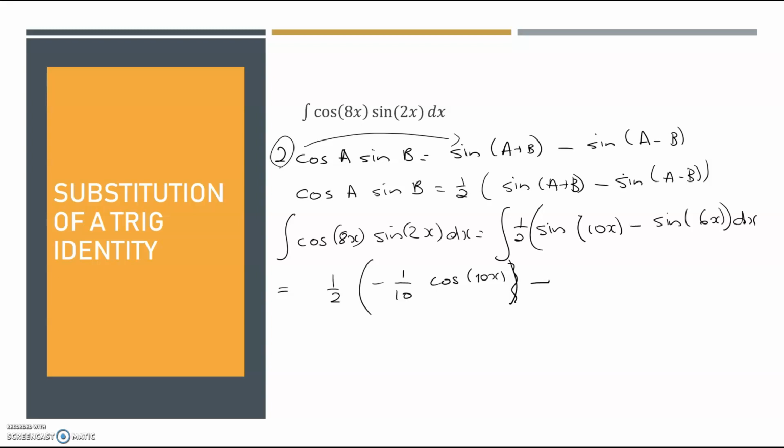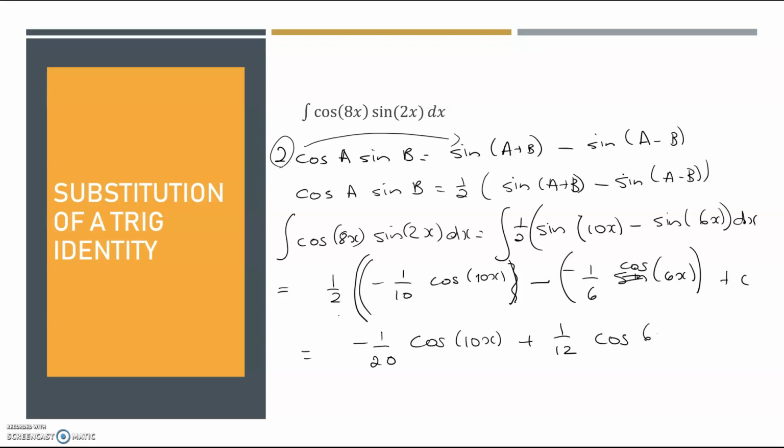minus, because it's going to be minus, then minus, okay, it's minus minus this time. So tidying it up, we've got negative a 20th cos 10x. Minus minus gives us the half, and I think I need a bigger bracket there again. There we are. Minus minus a sixth times a half is plus a 12th cos 6x plus c.